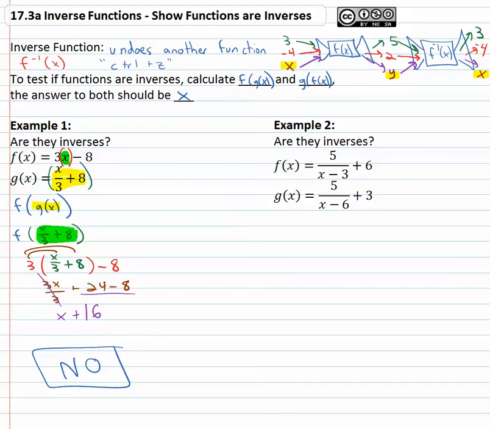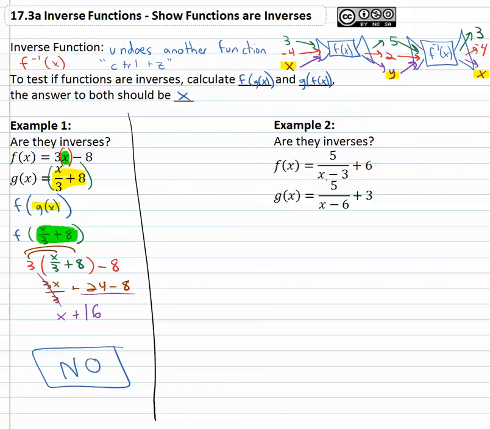So let's try another example. We've got f of x equals 5 over x minus 3 plus 6, g of x equals 5 over x minus 6 plus 3. Gee, they might be inverses. I see a lot of the same numbers. They both have 5 in the numerator. I don't know. That doesn't look like they're really undoing each other if they're both doing 5 divided by.